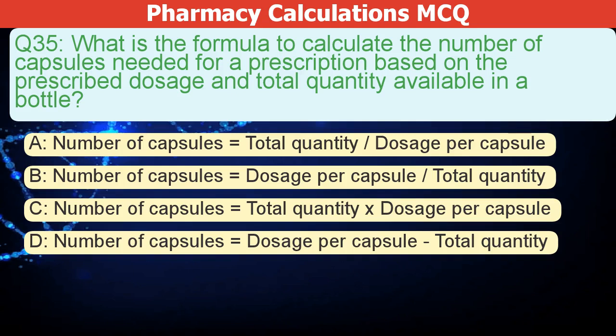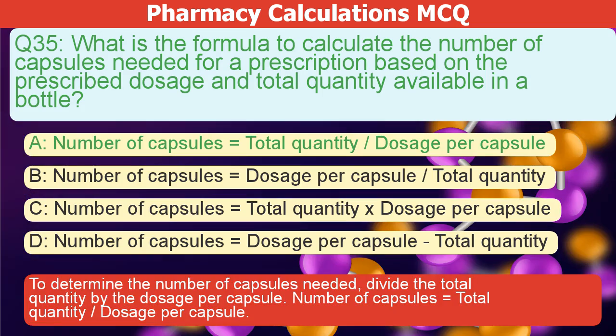What's the formula to figure out how many capsules are needed for a prescription? We know the prescribed dose and the total number of capsules in the bottle. A. Number of capsules equals total quantity divided by dose per capsule. B. Number of capsules equals dose per capsule divided by total quantity. C. Number of capsules equals total quantity times dose per capsule. D. Number of capsules equals dose per capsule minus total quantity.